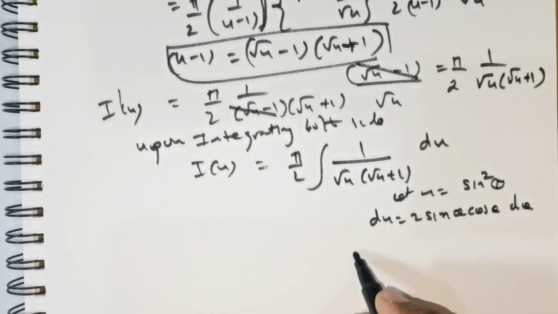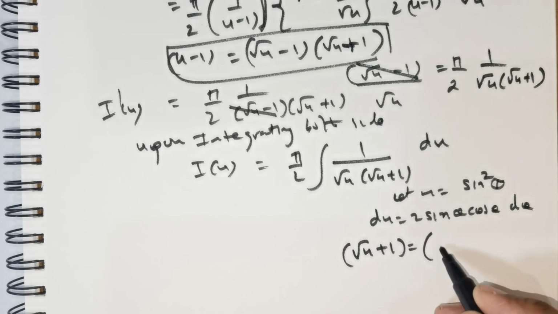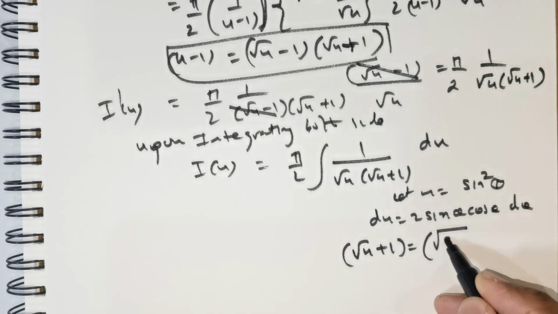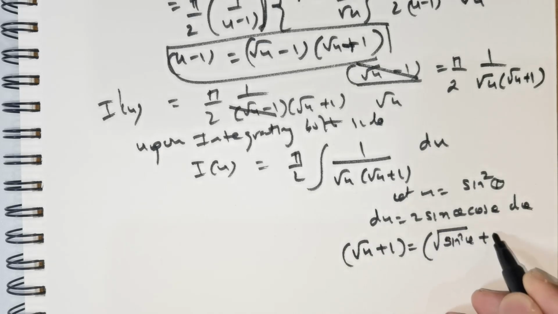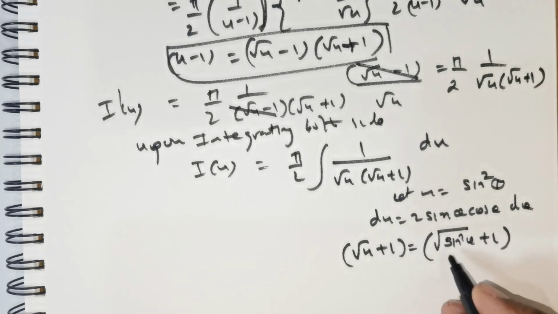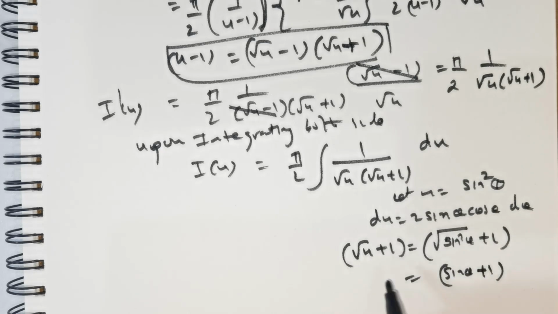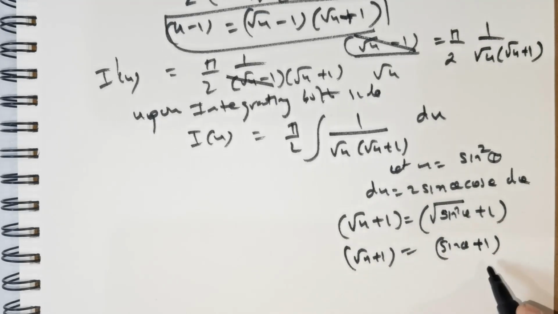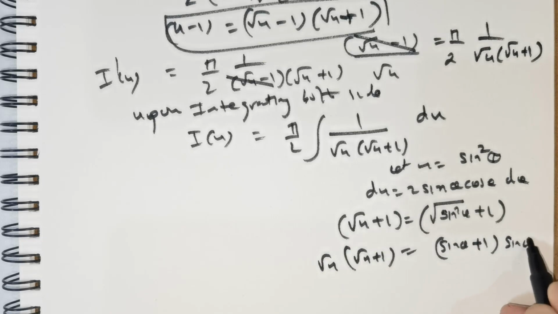So I want to write root of u plus 1. That is going to be root of sine squared theta plus 1. Now root of sine squared theta is going to be sine theta. That's going to be sine theta plus 1. This is what I get for root of u plus 1. And then again I have root of u, so root of u is going to give me sine theta there.